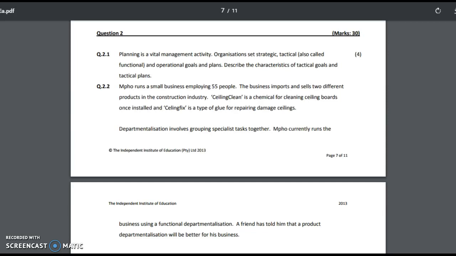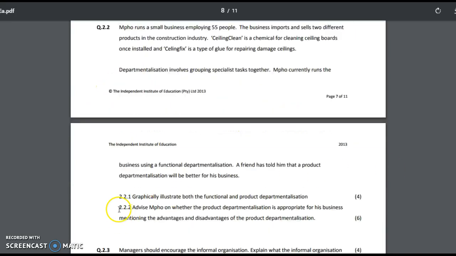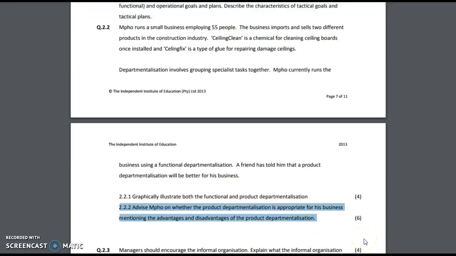So question 2.2 here, the case study of Impul. Question 2.2.2 is for 6 marks, and it says advise him on whether the product departmentalization is appropriate for his business, mentioning the advantages and the disadvantages. There's actually 2 questions in this question. The first one is the product departmentalization appropriate? And then number 2, what are the advantages and disadvantages? So you need to make sure you're mentioning both of that information.